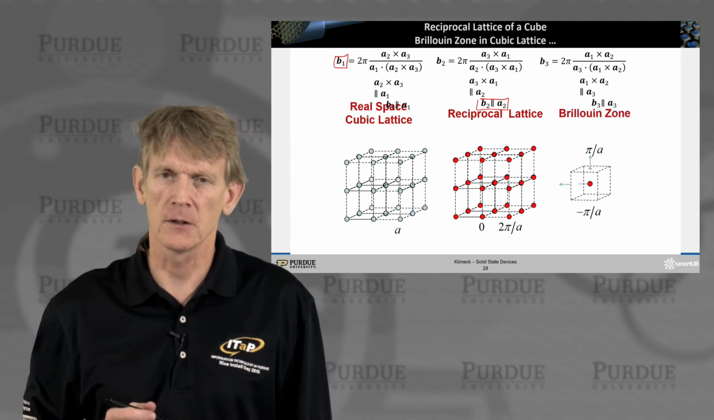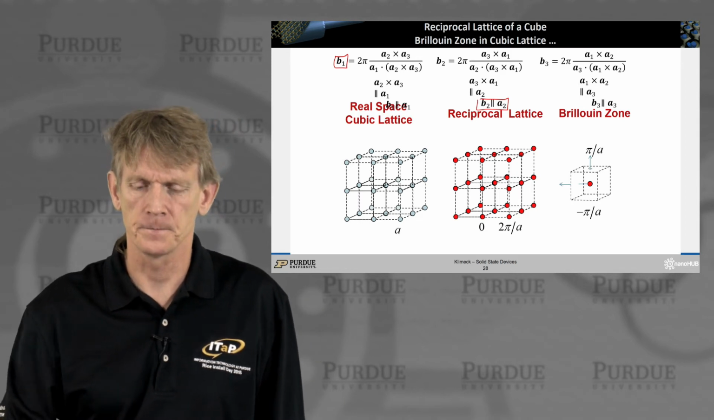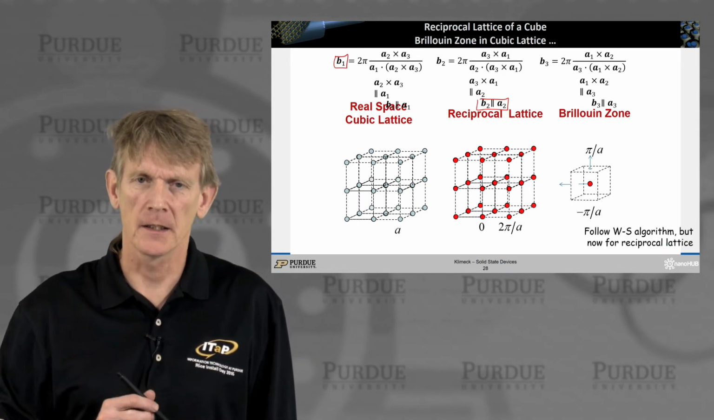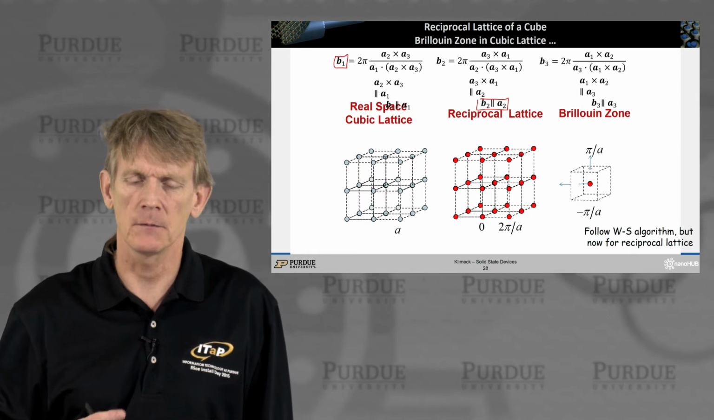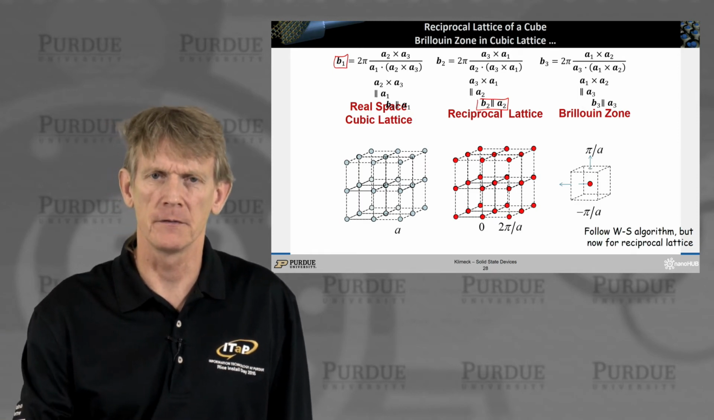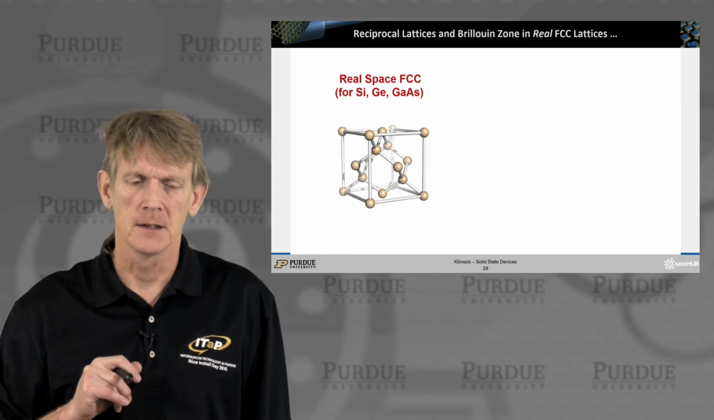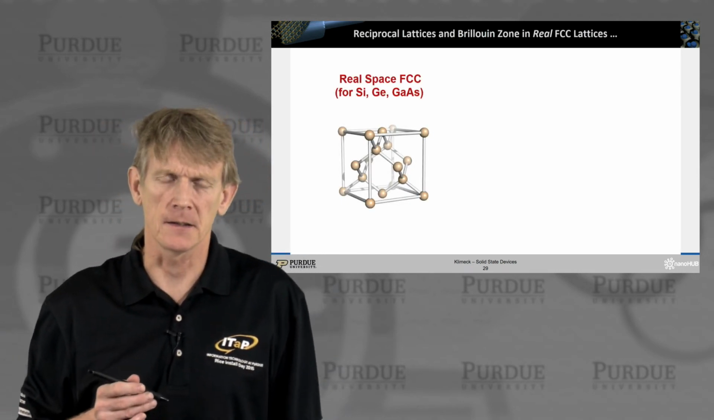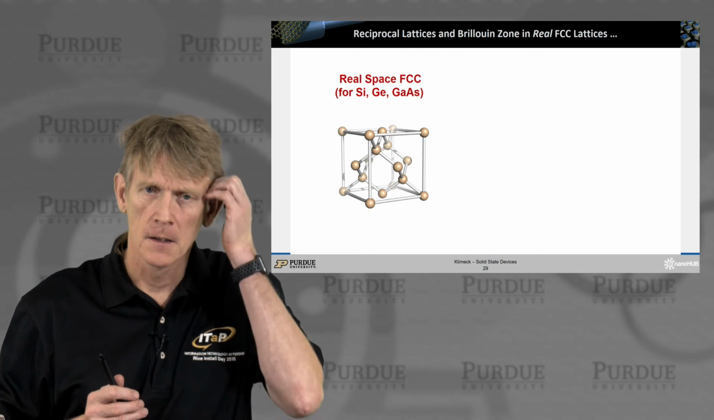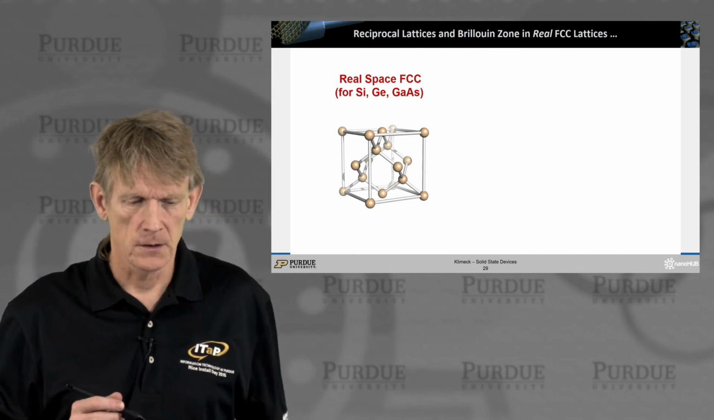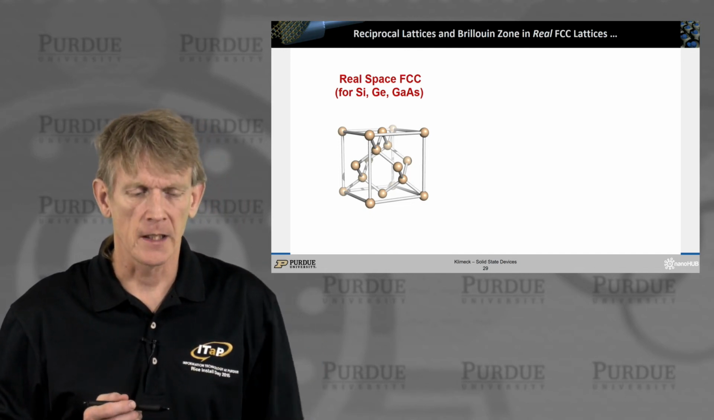And of course, then the Brillouin zone is also identical. All right. And again, use the Wigner-Seitz algorithm if you have doubts on determining the primitive cell. All right. Now let's get to more complicated things, like a more realistic crystal like silicon or gallium arsenide.